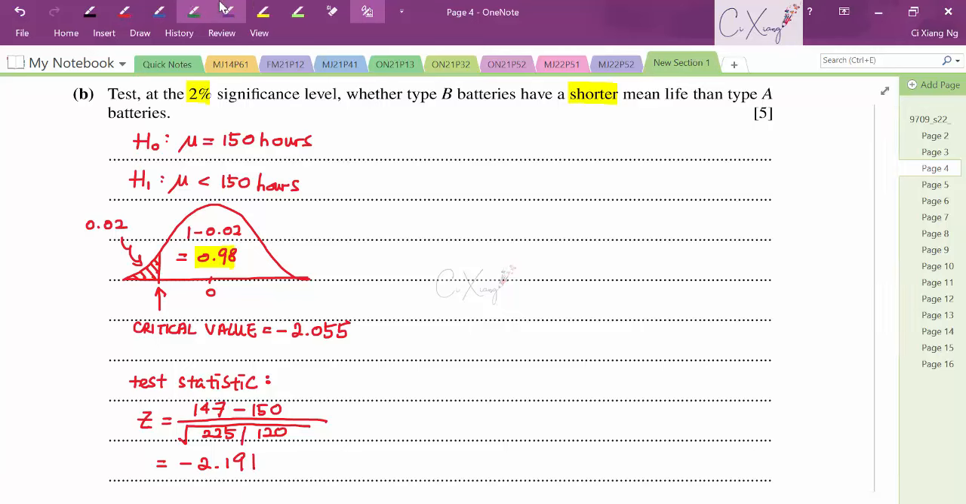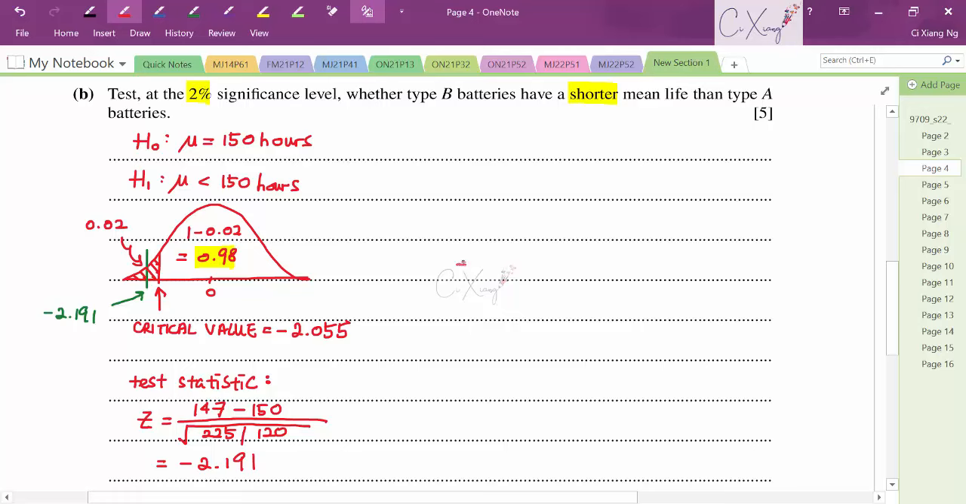Now I'm trying to put the negative 2.191 into my diagram here. It should be smaller than negative 2.055, right? So that means the negative 2.191 should be placed somewhere here. You can see that for this particular line, it falls under the rejection region. Therefore, we can conclude that we are going to reject the null hypothesis for this test. Before I reject it, I will write out the statement to verify it.